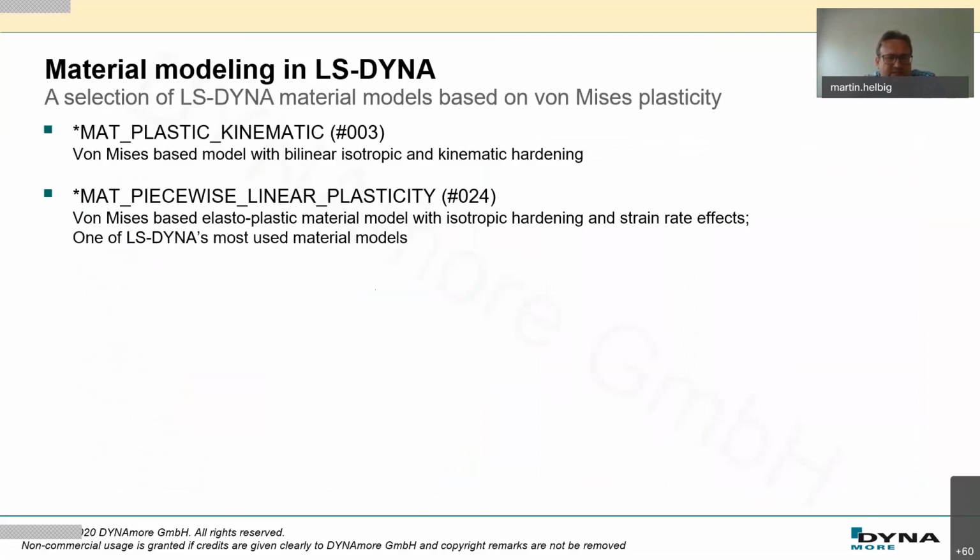This is the easiest and a very fast material card you can use if you have a bilinear isotropic material, and you can switch between isotropic and kinematic hardening. And the next point will be this MAT 24, MAT piecewise linear plasticity. This is the workhorse. This card is very, very often used in LS-DYNA.